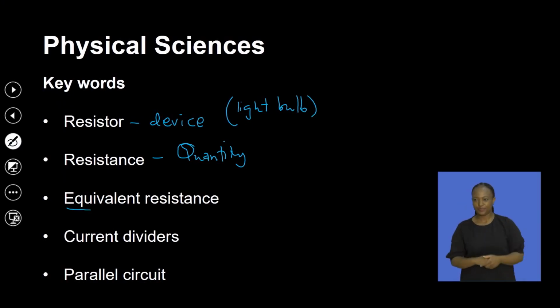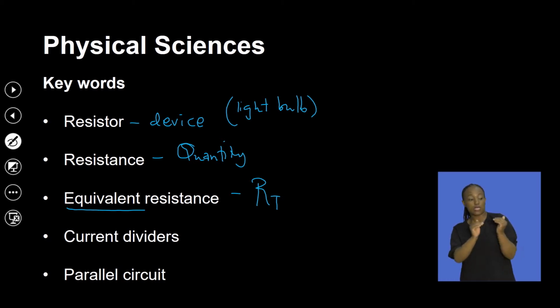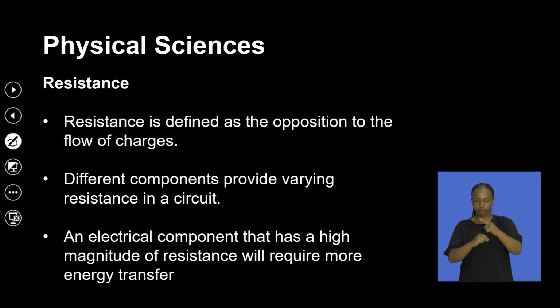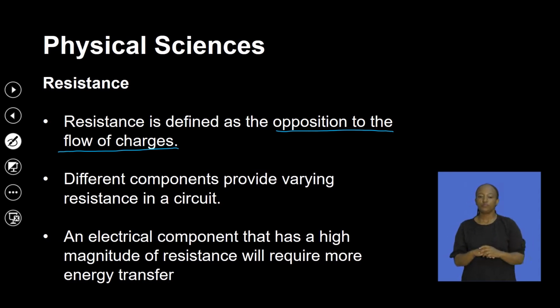We also remember that equivalent resistance has to do with total resistance. Sometimes it could be called effective resistance. The words equivalent and effective could be used interchangeably to refer to one and the same thing. Another term that we'll use a lot in our discussion is current dividers in the context of parallel circuits. We know that resistance is the opposition to the flow of charge. That's the definition of resistance as a quantity. We also know that different electrical components provide varying resistance in a circuit.